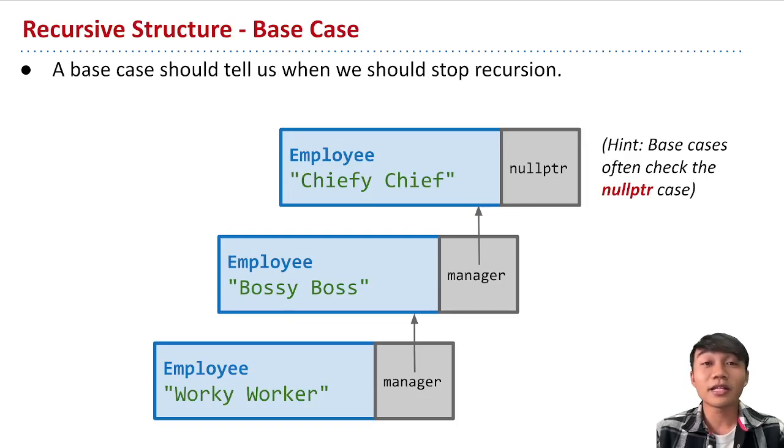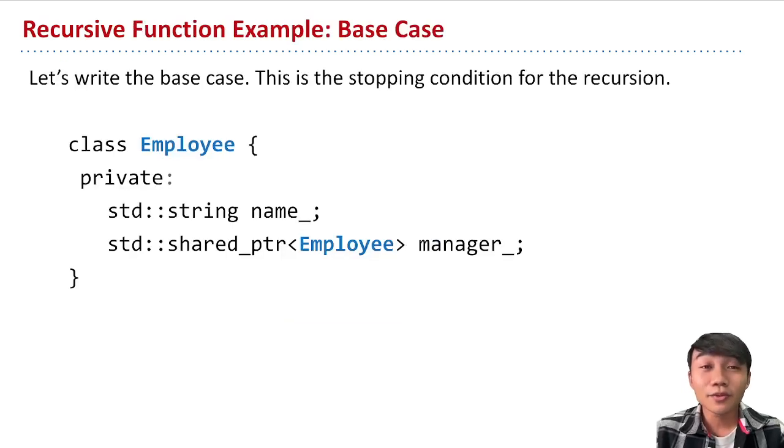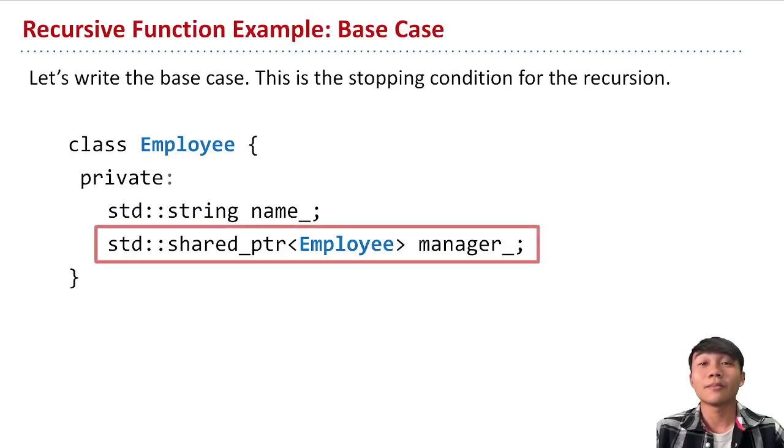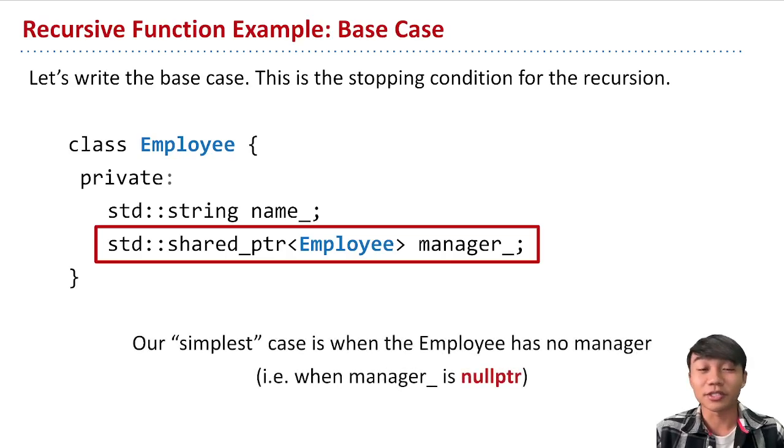So looking at our employee class again, when does an employee not have a manager? That would be when the manager shared pointer doesn't point to anything. In other words, when manager is null pointer. And this is a common pattern you're going to see for base cases in all sorts of different recursive problems involving recursive structures. Oftentimes, when we are working with recursive objects, like a linked list like this, the base case involves a null pointer check.